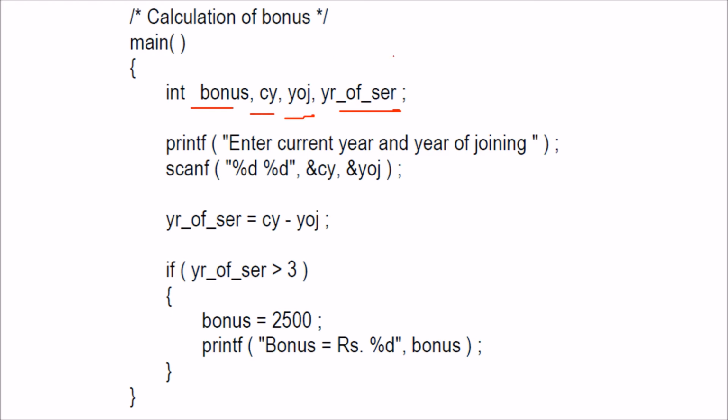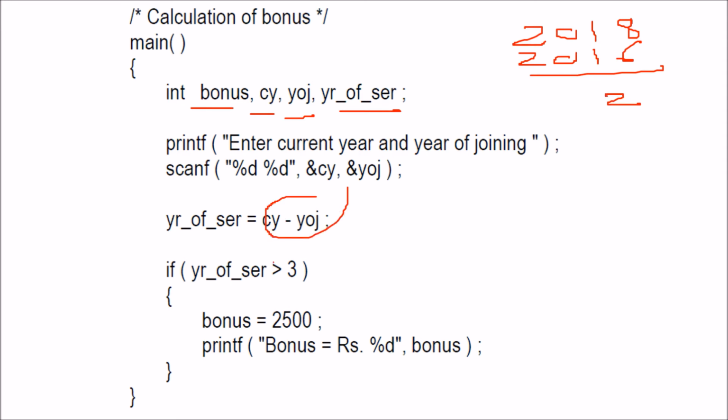Say somebody entered the current year as 2018 and he entered 2016 as the joining year. What is the difference? Difference is 2. So he won't get any bonus. But if he enters the current year as 2018 and he joined in 2013, that means 5 years he has worked. He is eligible to get the bonus.